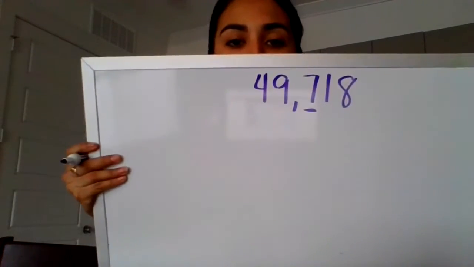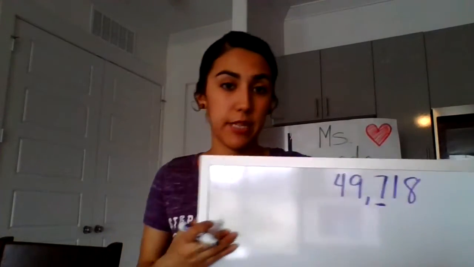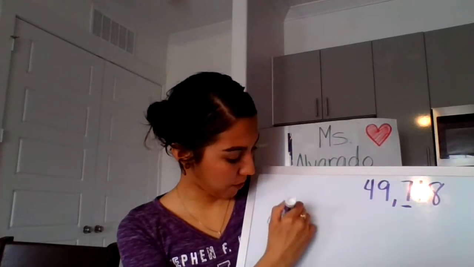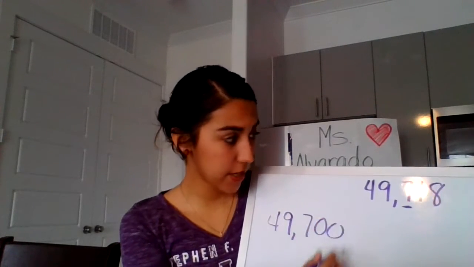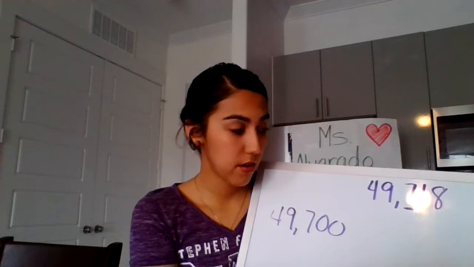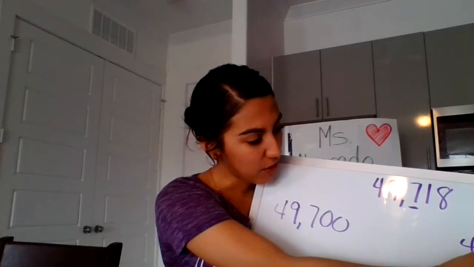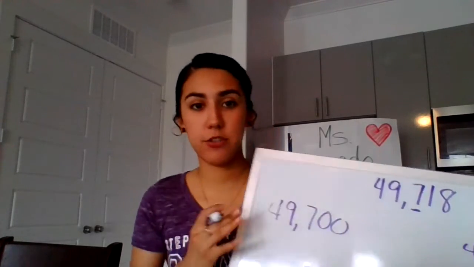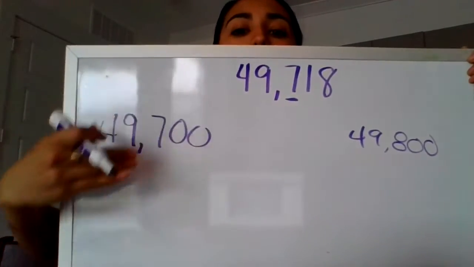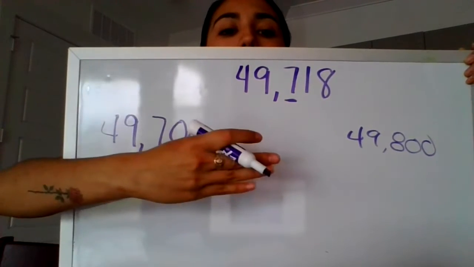So I'm going to write that on the whiteboard. I'm going to write down my original number, 49,718. And I'm underlining the number that they had already underlined for us, and that's the hundreds place. So we're either going to round down to 49,700, since that's the nearest hundred, or 49,800, okay? So we're either going to round down to 49,700 or round up to 49,800.